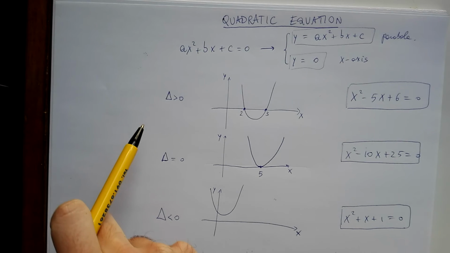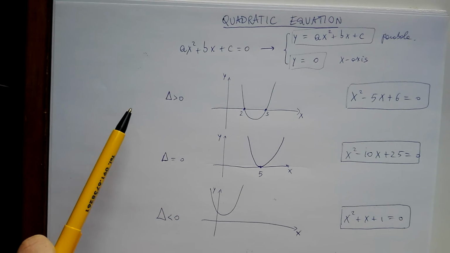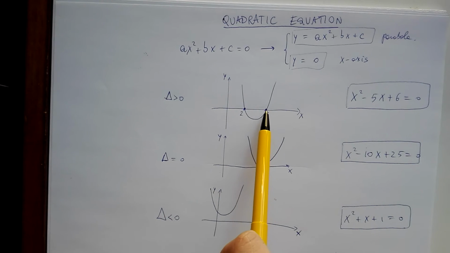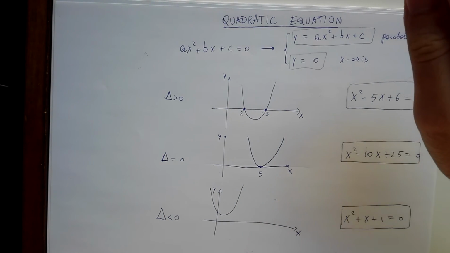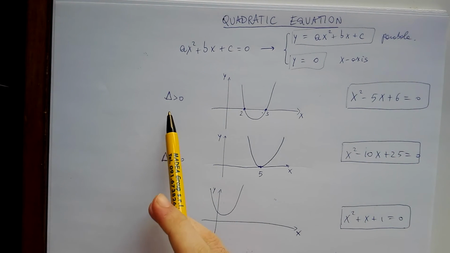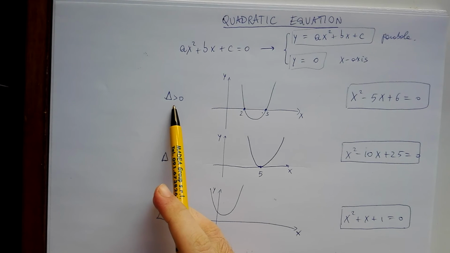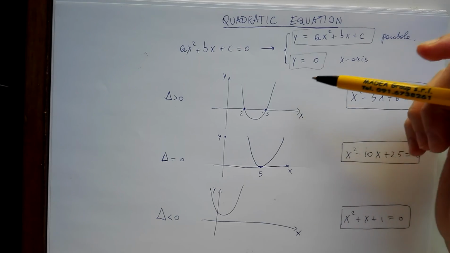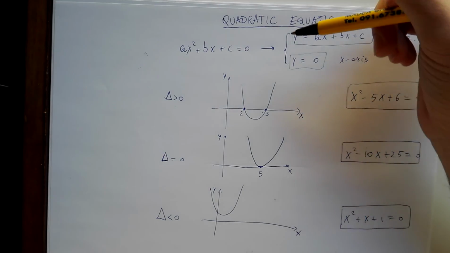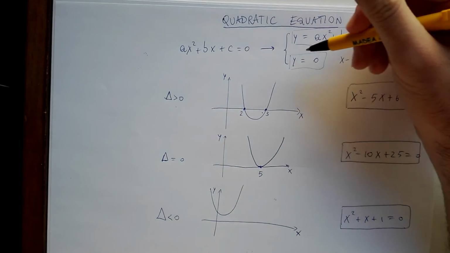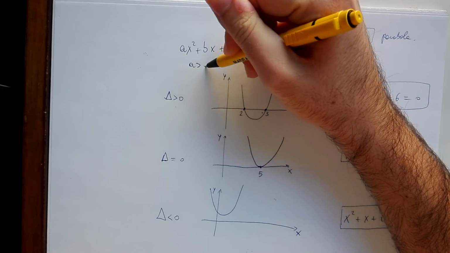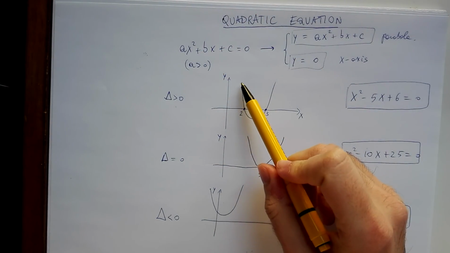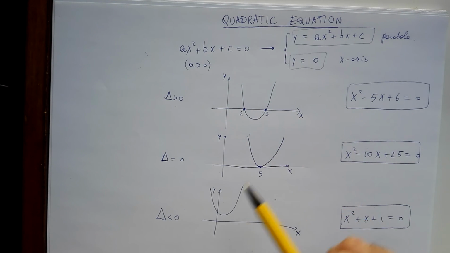So you can see that going from delta greater than 0, to equals 0, to smaller than 0 means that this parabola basically goes up. And in a sense, which I will not explain now, this is related to the fact that we are assuming a greater than 0, which basically means this parabola has this shape.